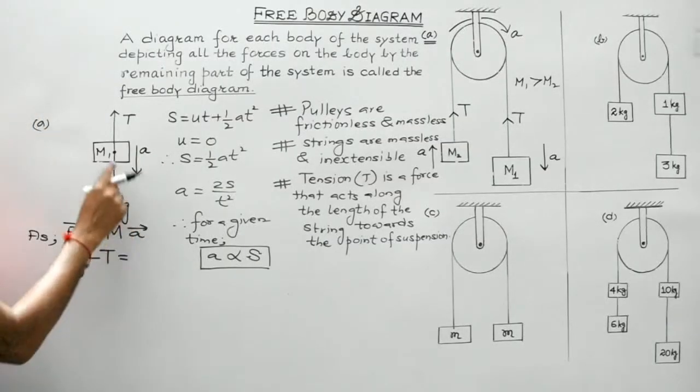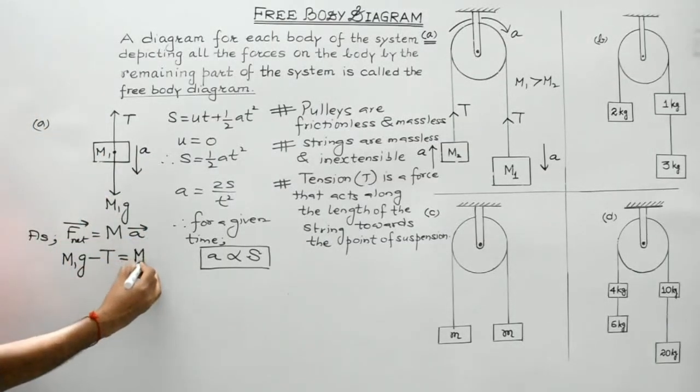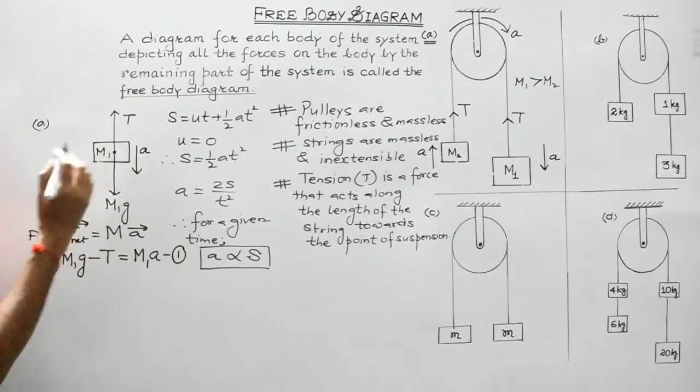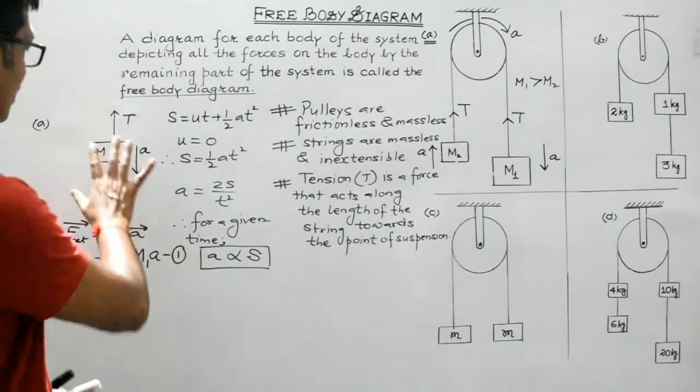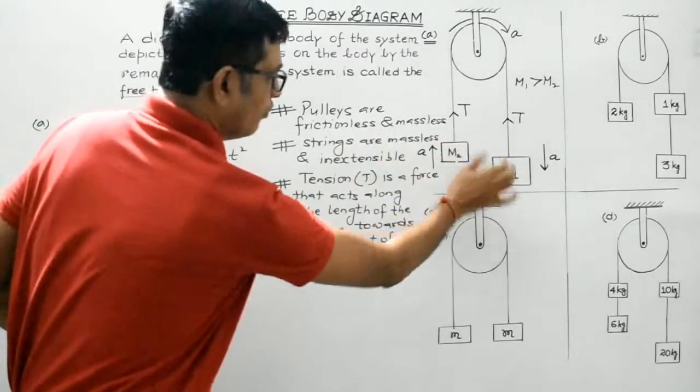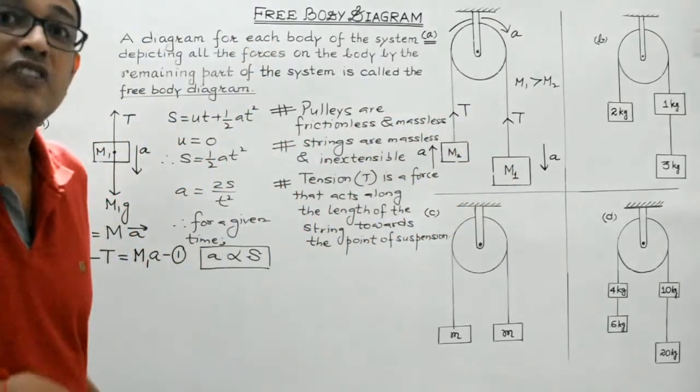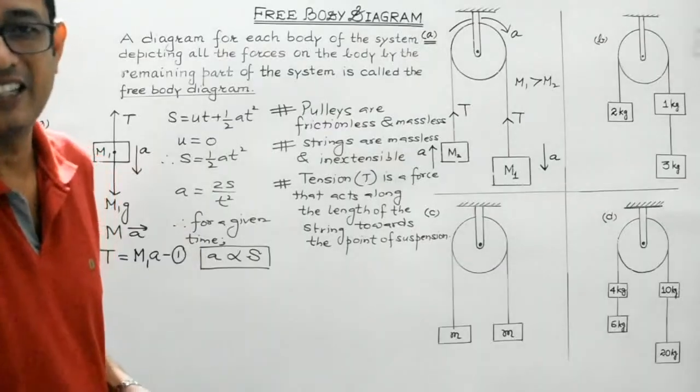It is equal to M into A. What is the mass of this body? M1. And what is the acceleration? A. Put this as equation number 1. So this is the free body diagram of mass M1, and this is the equation which we have constructed using the free body diagram, right?